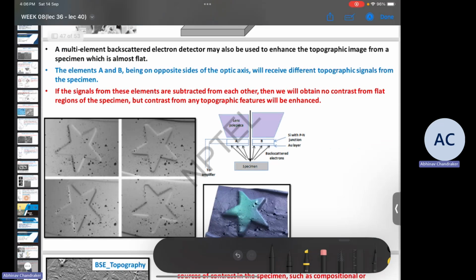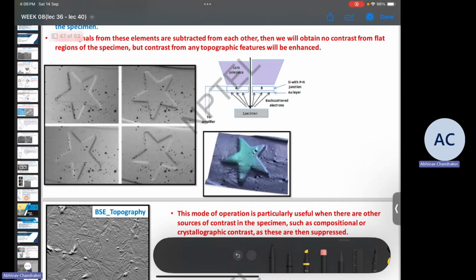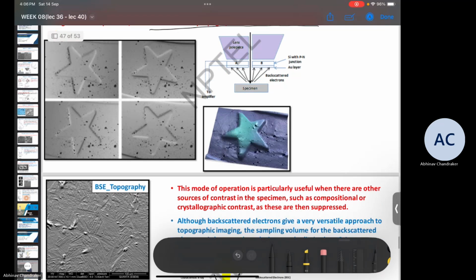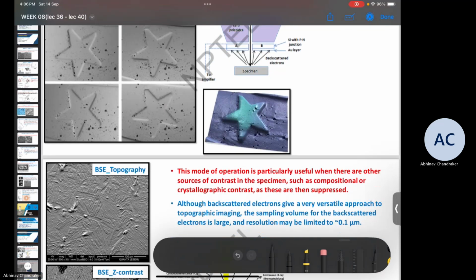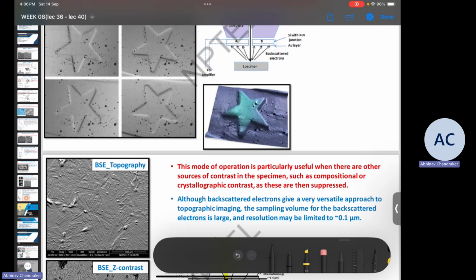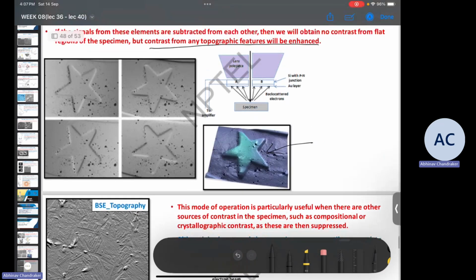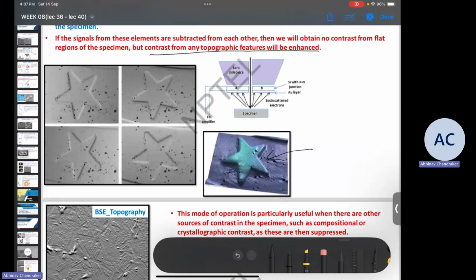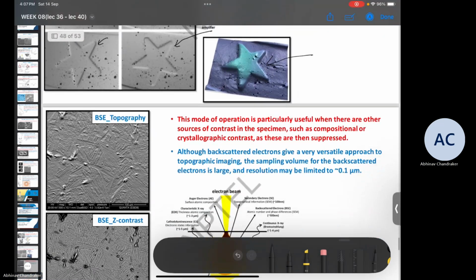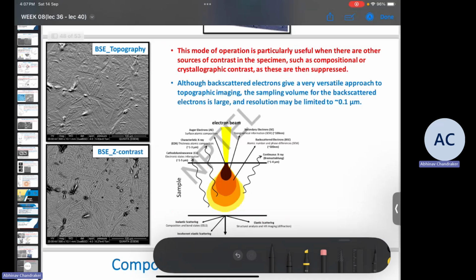And if you use that to form an image, then you will be able to get a very good topographic contrast. So topographic features will get enhanced, and we might see images something like these. I'm not sure, this is not a backscatter, this is the specimen actually, but here you can see that it is possible to get some information about the depth of these features. So that was how topographic contrast can be generated.